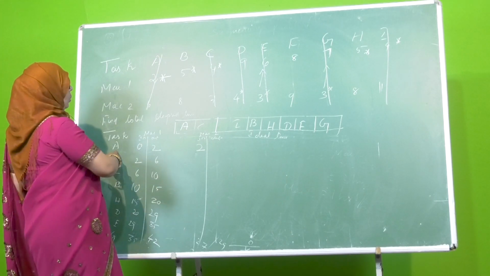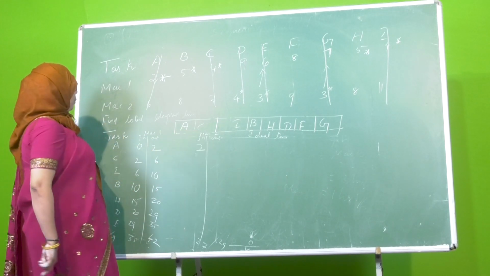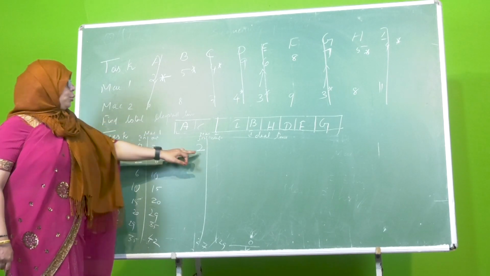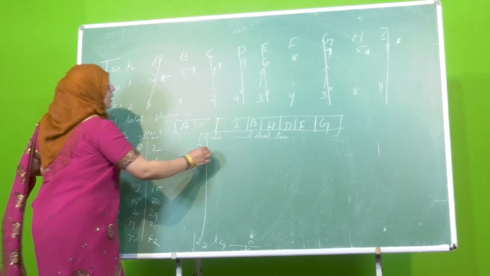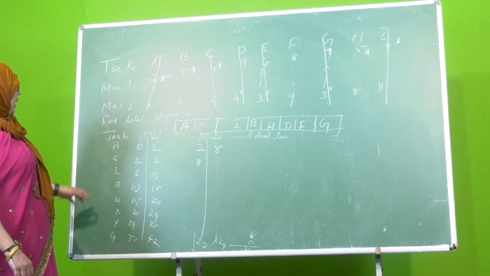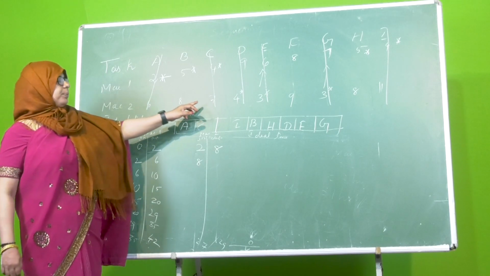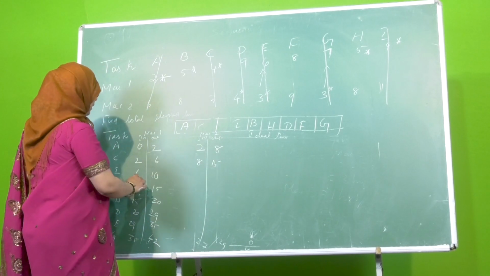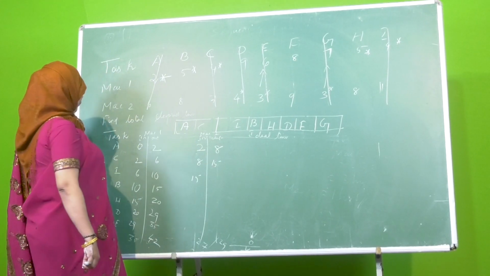Okay. So, machine 2, what is the output value for A? 6. So, 2 plus 6, 8. We have to write that 8. And C, 7. So, 8 plus 7, 15. Again, we have to write 15.